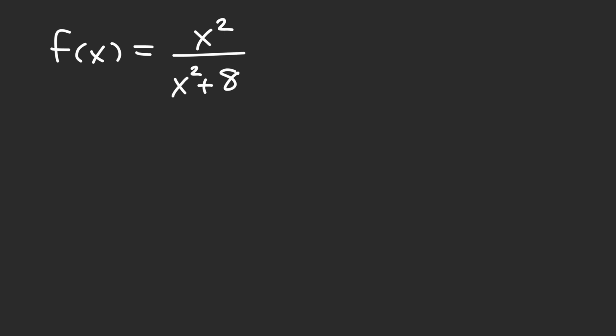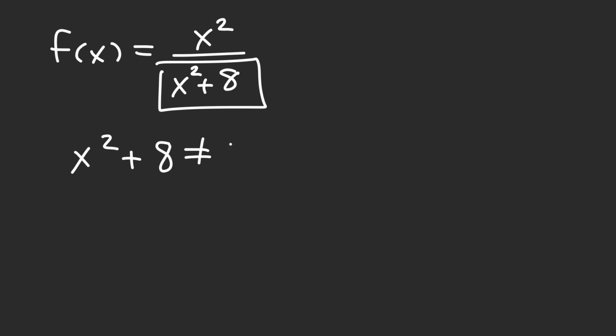Let us take one more example. F of x equal x squared divided by x squared plus 8. We should set the denominator to not equal 0. So x squared plus 8 should not equal 0. Now notice here, x squared, if you plug in any number, even if it is negative, since it is squared, you will always get a positive number. For example, minus 2 squared, you will end up getting 4. If you put 2, again you will get 4.